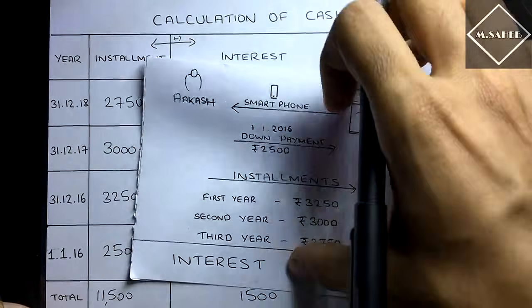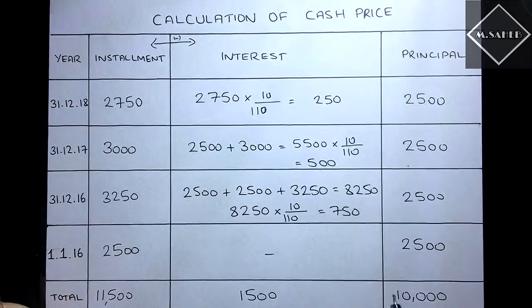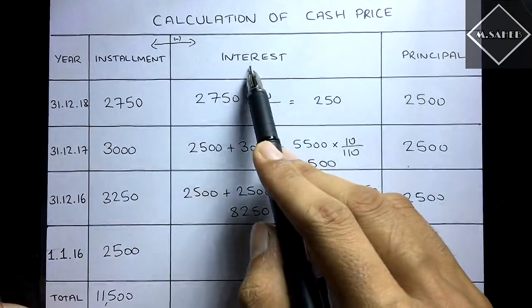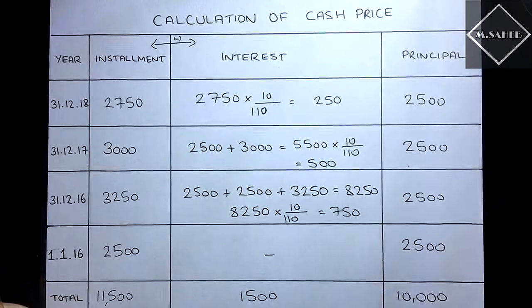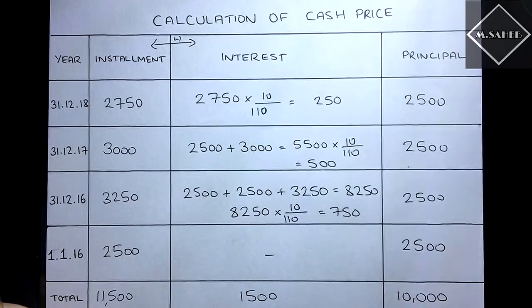All right, easy, right? See, you can verify your answer. 11,500 minus 1,500 is equal to 10,000. See, it holds the equation: installment is equal to interest plus principal. All right, easy, right? Okay, so this is how you find out the cash price.